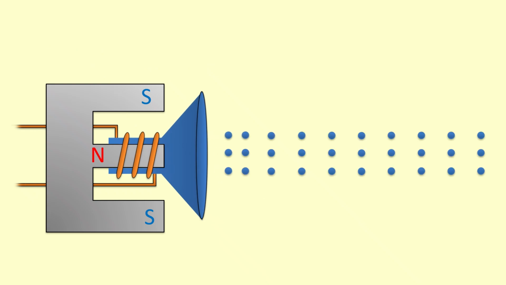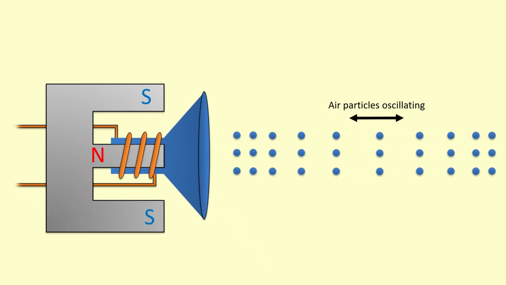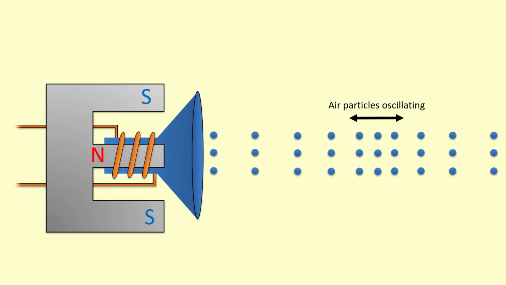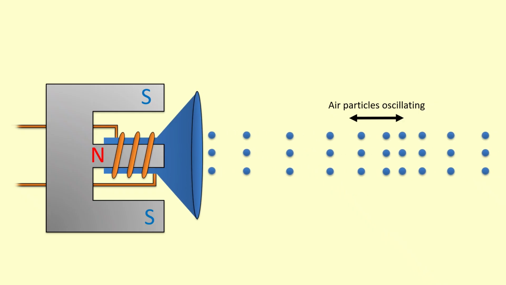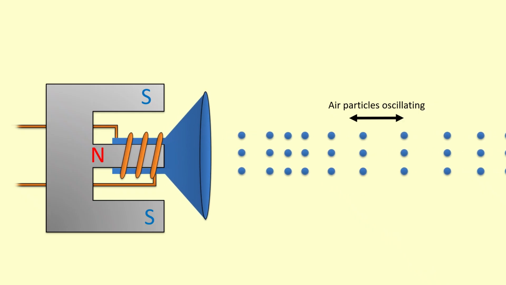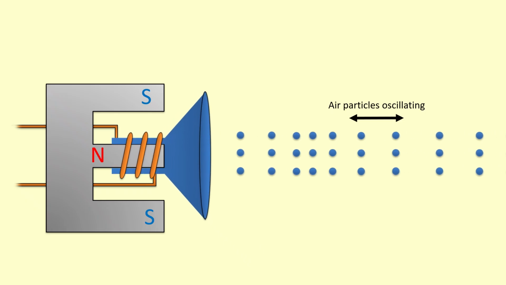If we look at the particles in front, the cone is going to push the particles back and forth like this. So that's how it creates that longitudinal wave, which is what sound is. So we're going to look at how and why the cone pushes the air particles like this. How does the wire and the current in the wire interact with the magnetic field?